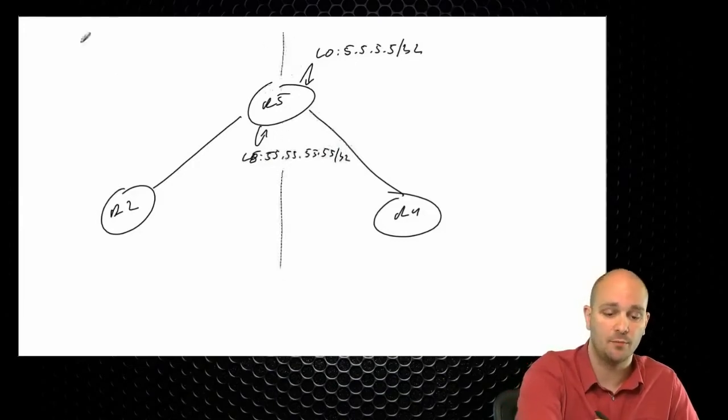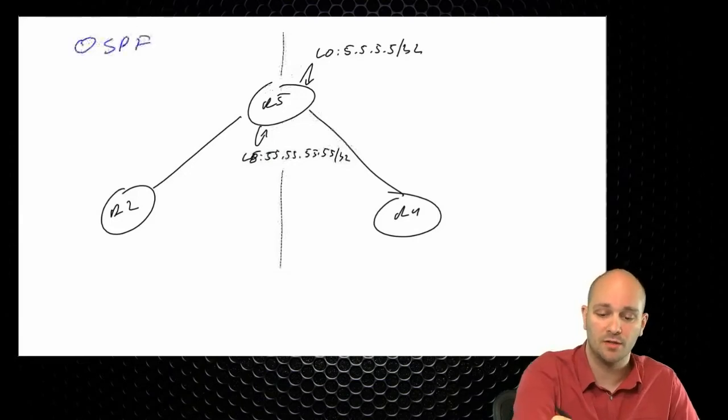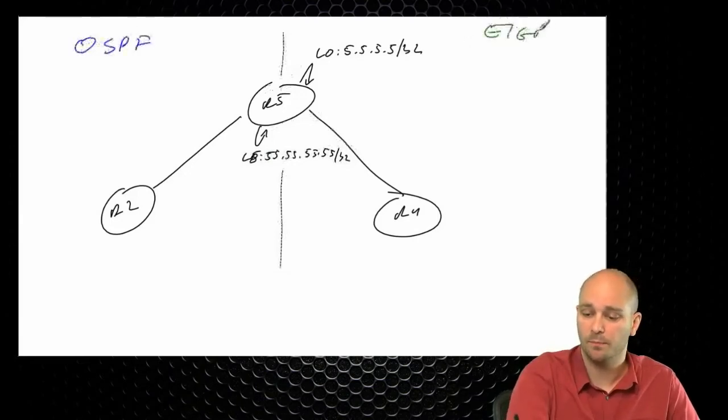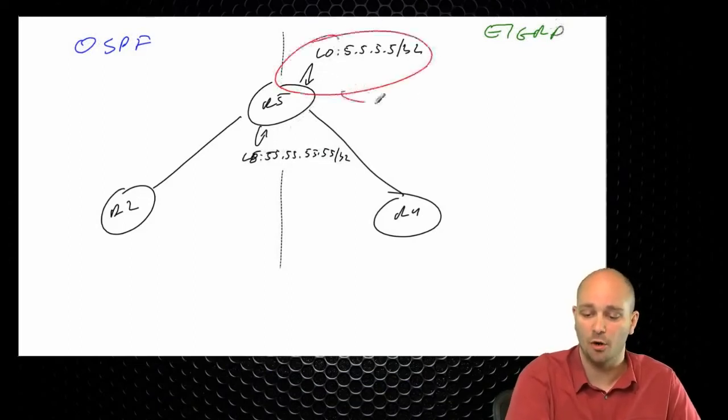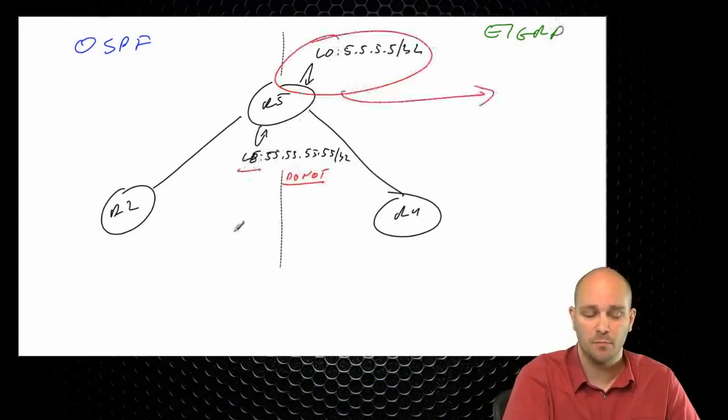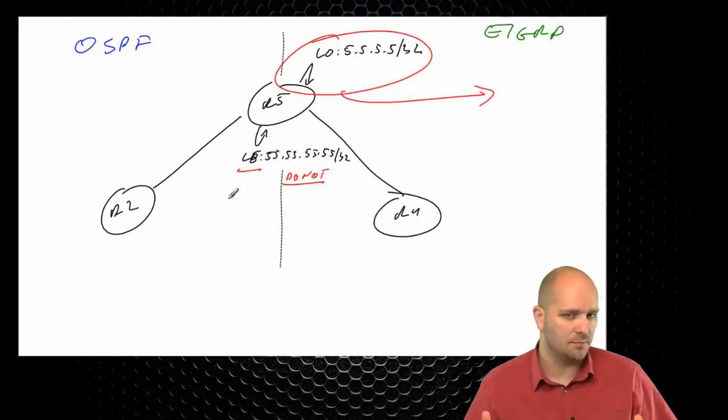And the task here says a very simple instruction. So on this side I'm running OSPF. On this side I'm running EIGRP. The task says a very simple thing. Redistribute loopback 0 into EIGRP, but do not redistribute loopback 5. Okay, this should be a relatively simple thing to do.